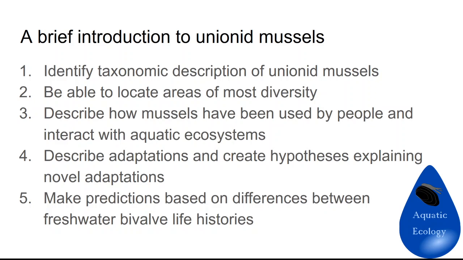You should also be able to describe how mussels have been used by people and how they interact with other elements of their aquatic ecosystems. You should be able to describe their special adaptations for getting those glochidia onto fishes. And although I didn't tell you this directly, you should be able to compare that veliger larvae, which is free swimming but also subject to the movement of water, to the glochidia larvae that are parasitic and that are subject to the movement of fishes. And you should be able to make some predictions about how those life histories are going to play out differently.